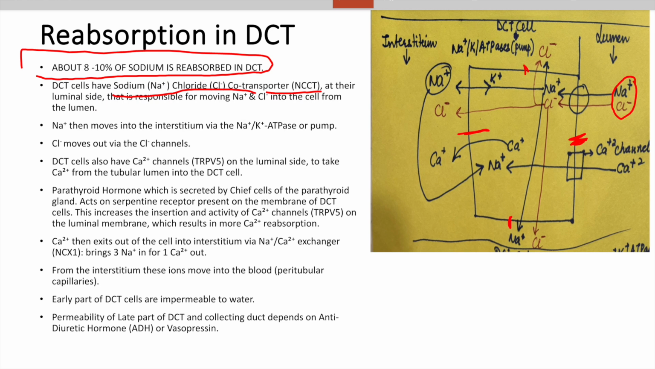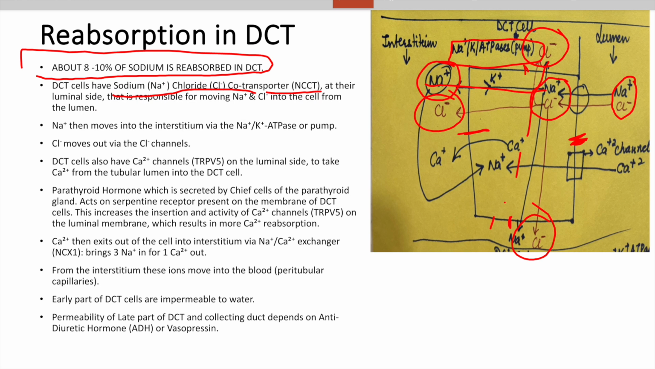This sodium chloride cotransporter, or symporter, transports sodium and chloride from the lumen into the cell of the distal convoluted tubule. Once the sodium and chloride enter the cell, sodium moves from the cell into the interstitium via the basal and lateral sides with the help of the sodium-potassium pump, or sodium-potassium ATPase. This moves sodium out of the cell and brings potassium back into the cell. Chloride also exits via the chloride channels into the interstitium.